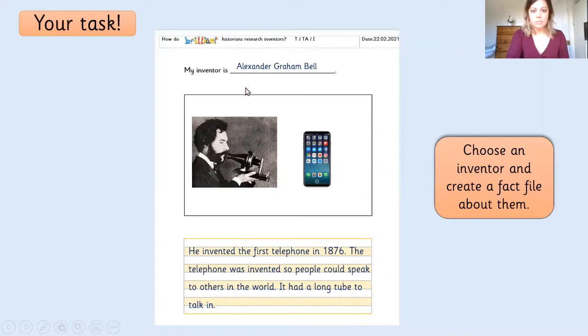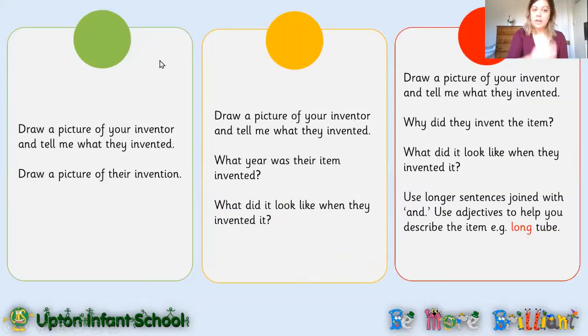So I've talked about Alexander Graham Bell here, and I have said he invented the first telephone in 1876. The telephone was invented so people could speak to others in the world. It had a long tube to talk in. See that long tube there? So if you would like to do the green challenge, I would like you to draw a picture of your inventor and tell me about what they invented. And you can draw a picture of their invention as well.